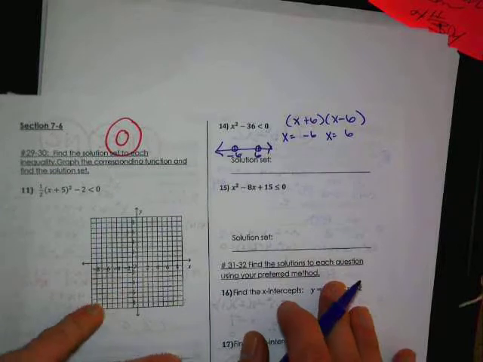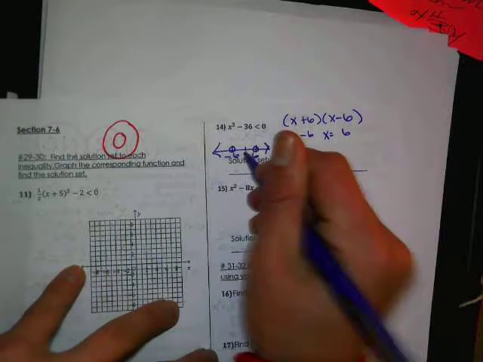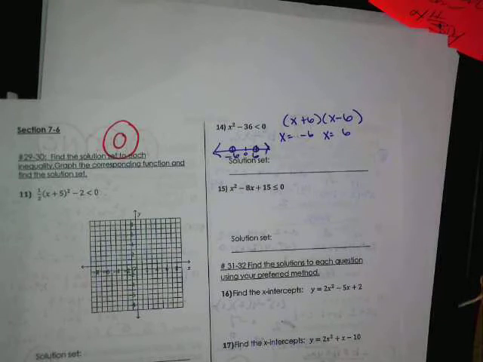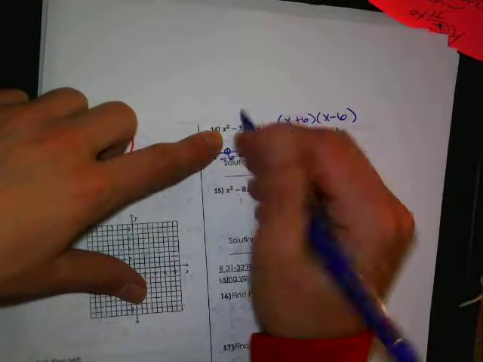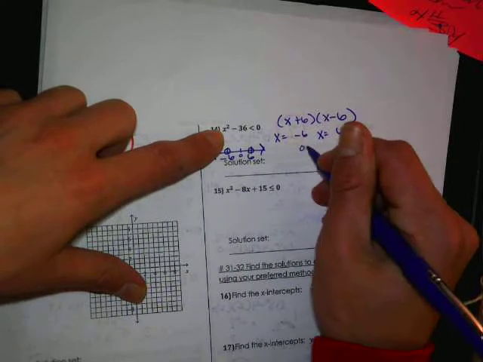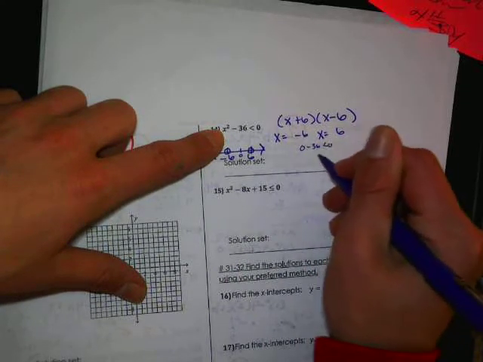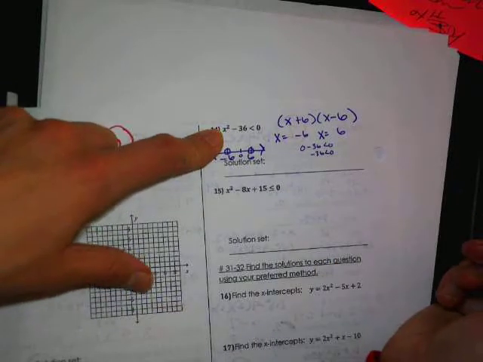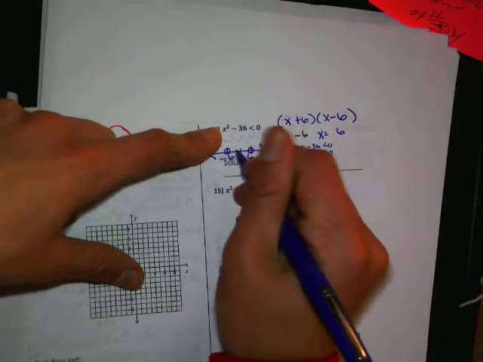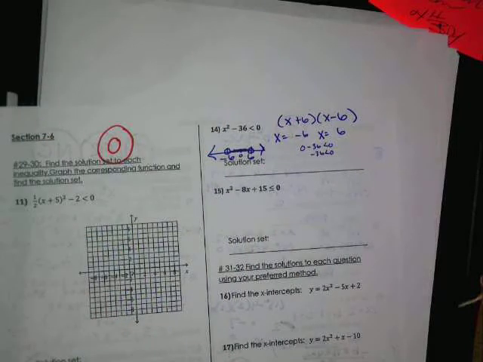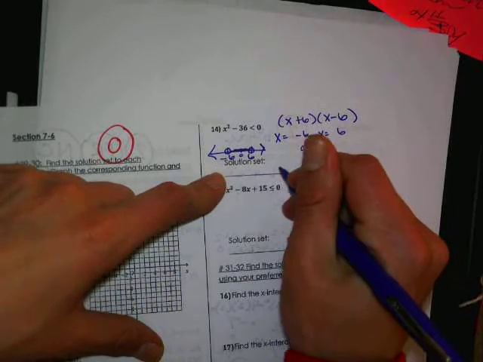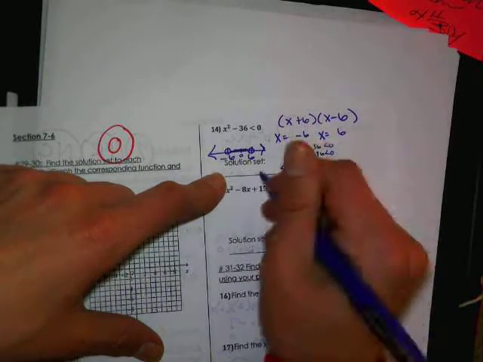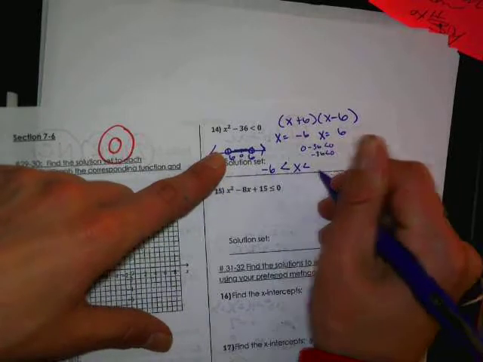And now on this guy, I don't have 0 as one of my solutions. So 0 is going to always be the easiest test point. So when I plug this in, 0 minus 36 is less than 0. Is negative 36 less than 0? Yes. Yes, it is. So your test point works. So we're going to shade inside toward our test point. So test point's in the middle. And because you just have that middle chunk, the one middle chunk, your solution set is just going to be one inequality, and you are going from negative 6 to 6.